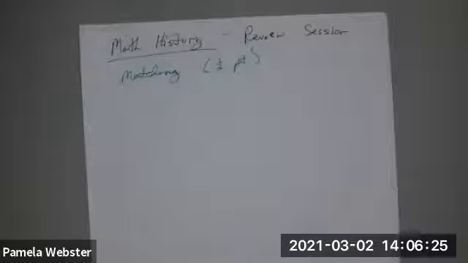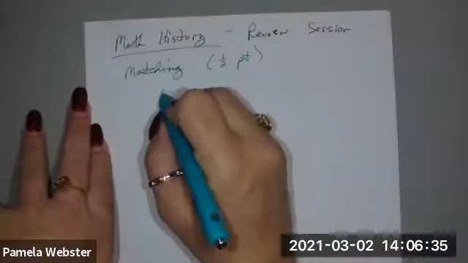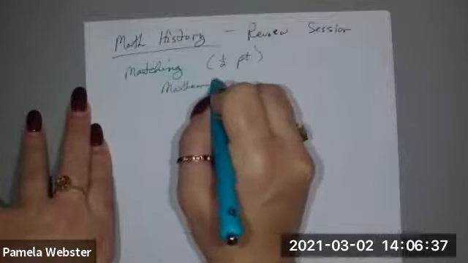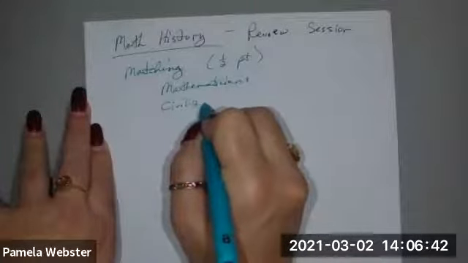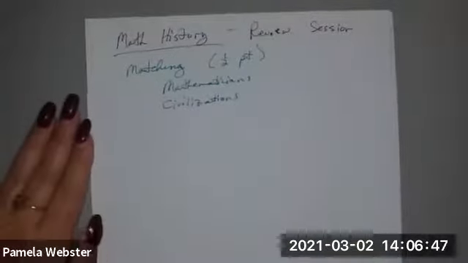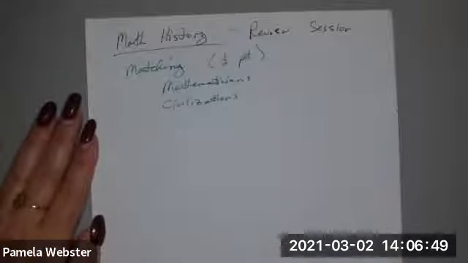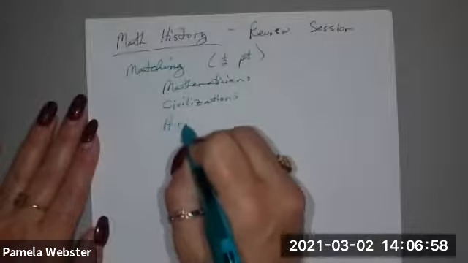In math history, I generally have 2 or 3 different categories, and I think I mentioned this early on in the semester. There's normally mathematicians, and matching civilizations. So knowing which one used metal and required proofs, that would be the Greeks. So, civilizations and artifacts.